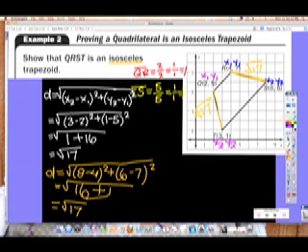Oh, this one. Okay, what type of quadrilateral is ABCD? Think about it first and write down what you think. All right, whisper to a neighbor what it would be.